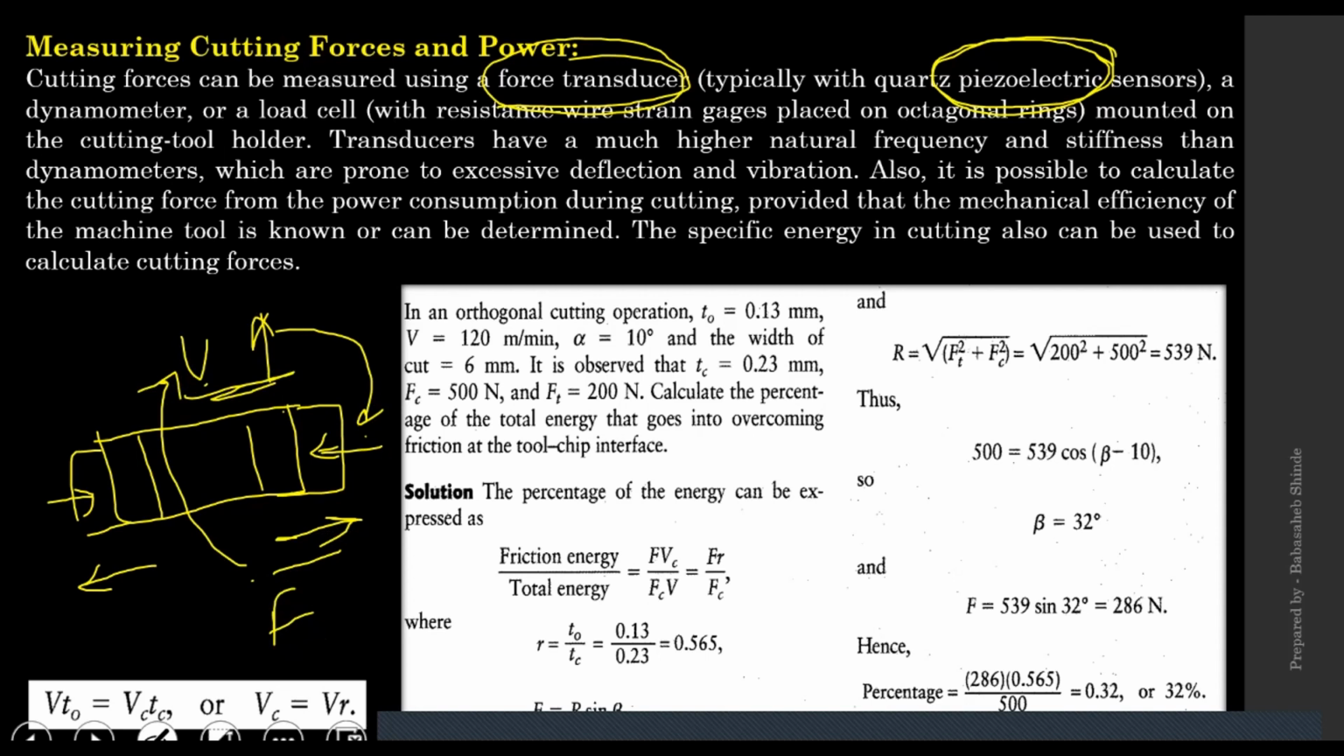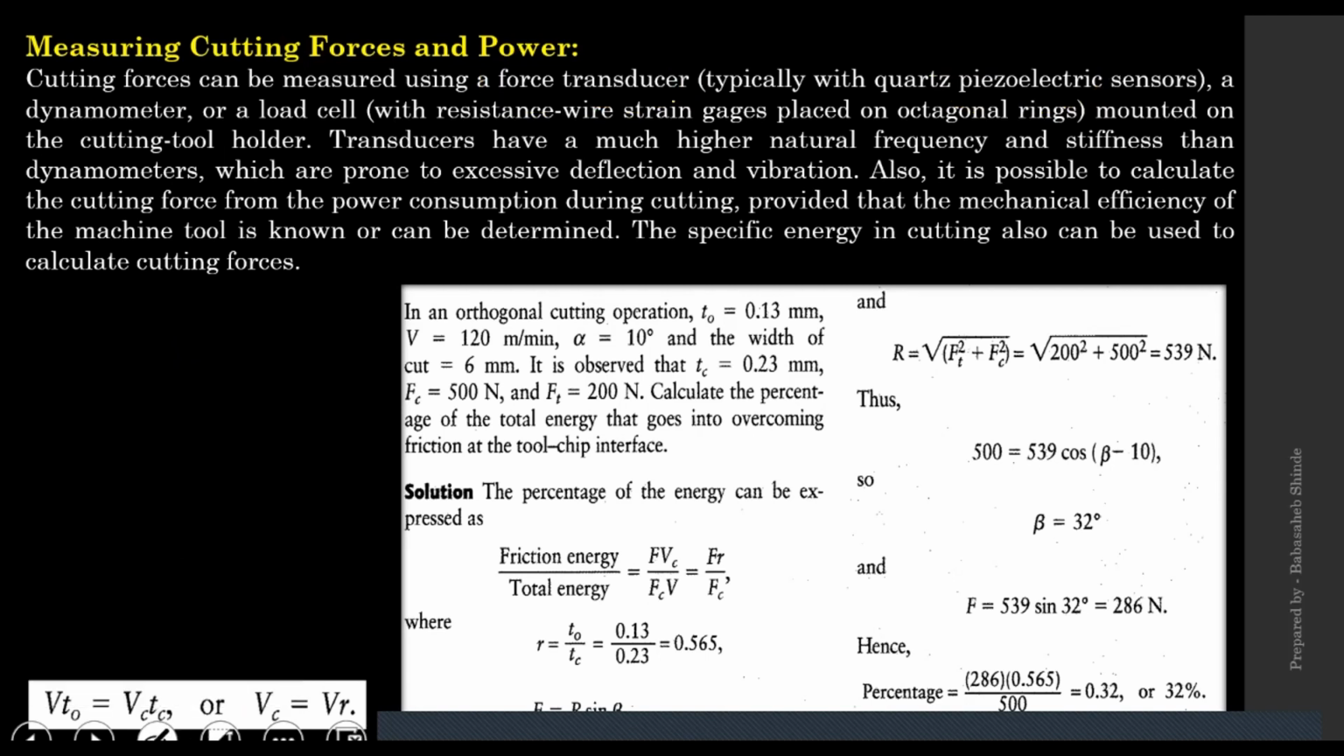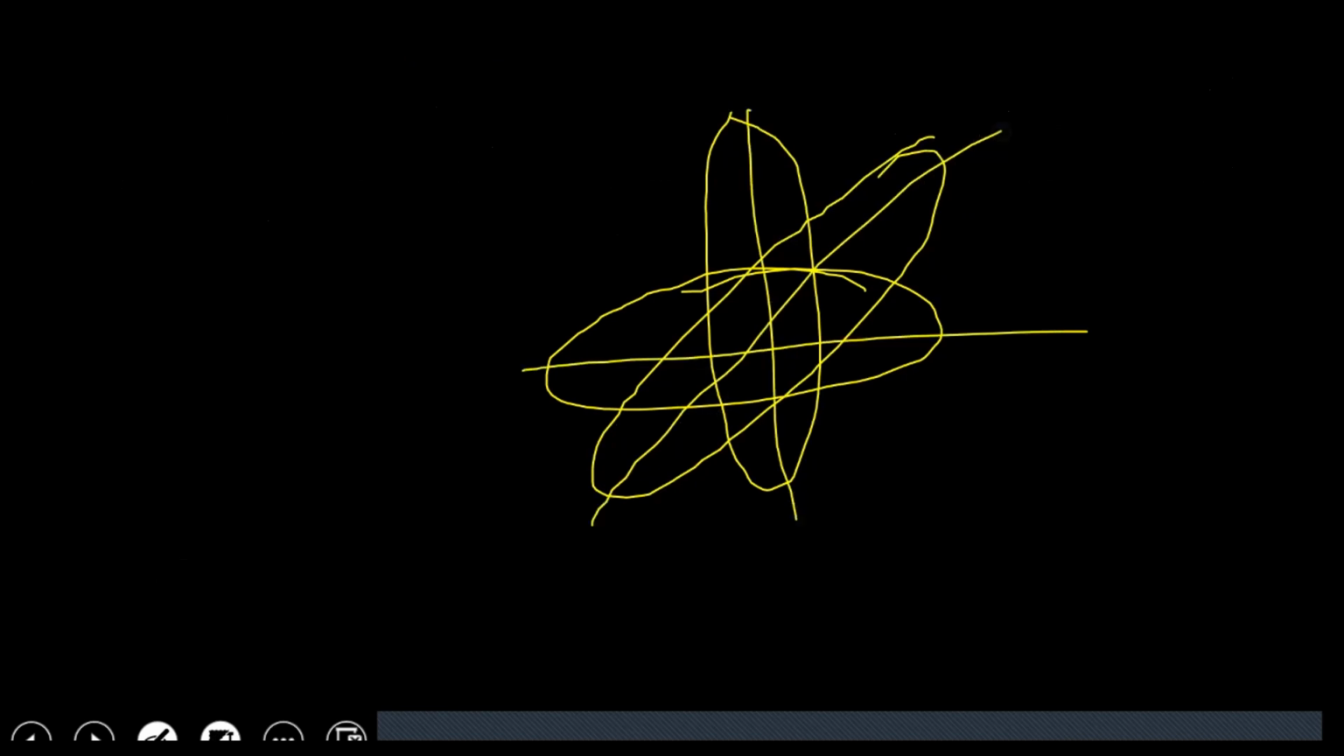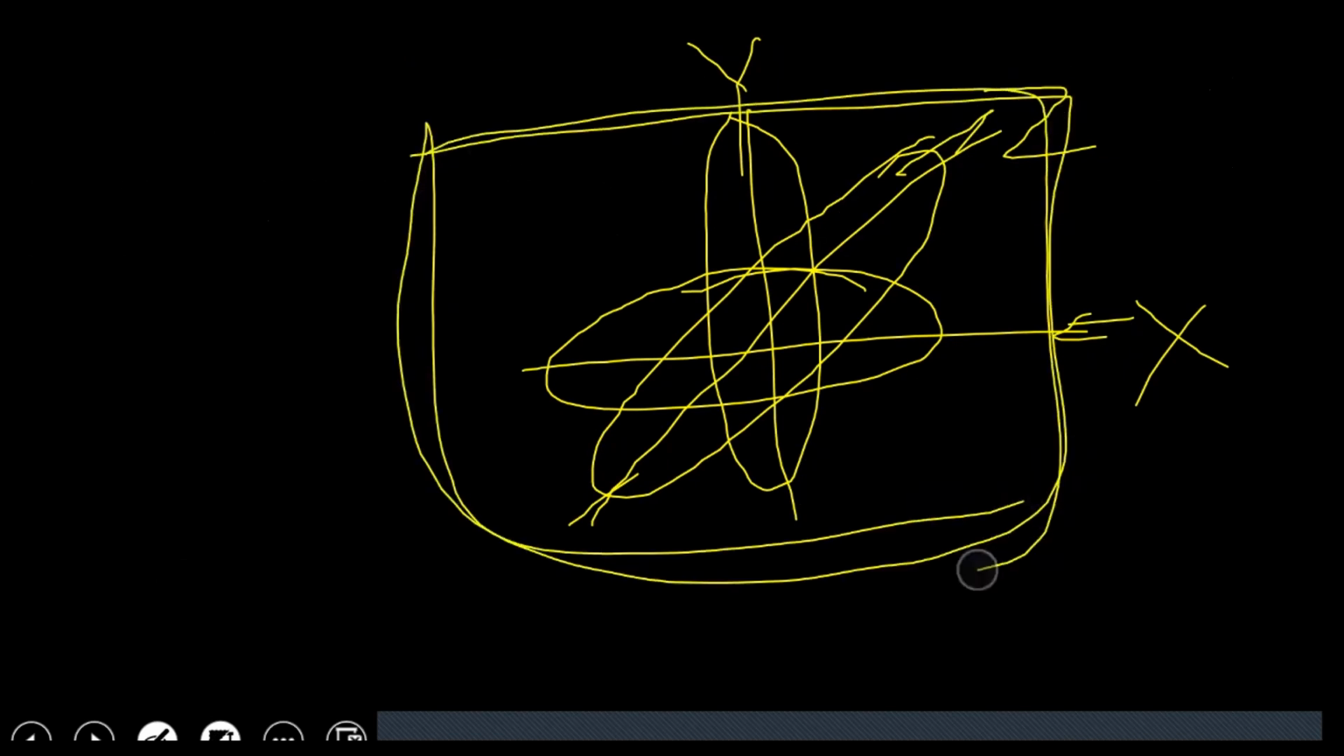Okay. Now to apply this principle in these piezoelectric transducers or force transducers, they use three rings that will be placed in three directions. One will be horizontal, vertical, and the third one will be perpendicular to those two. So one will be in the x direction, the second in the y direction, and the third in the z direction. This whole thing will be combined together, and one cutting tool will be mounted on it. That will remove the material.